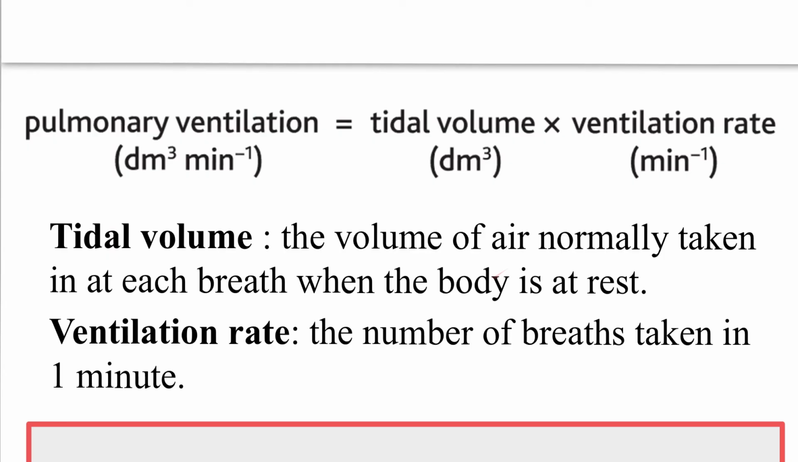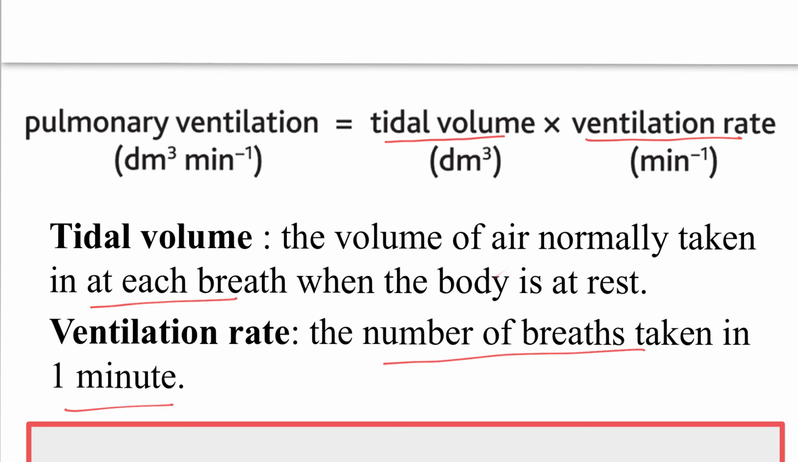So one thing you might want to measure is your pulmonary ventilation rate. The pulmonary ventilation is the volume of air taken in per minute. The way that you can determine your pulmonary ventilation is by first calculating your tidal volume, which is the volume of air normally taken in with each breath, times by the ventilation rate, i.e. the number of breaths taken in 1 minute. So you can obviously just count the number of breaths taken in 1 minute. But how do we calculate the tidal volume?